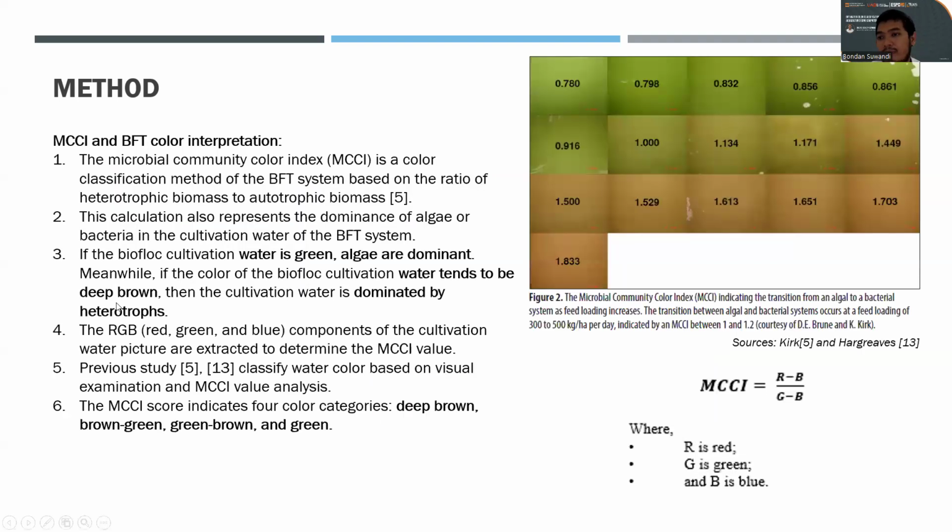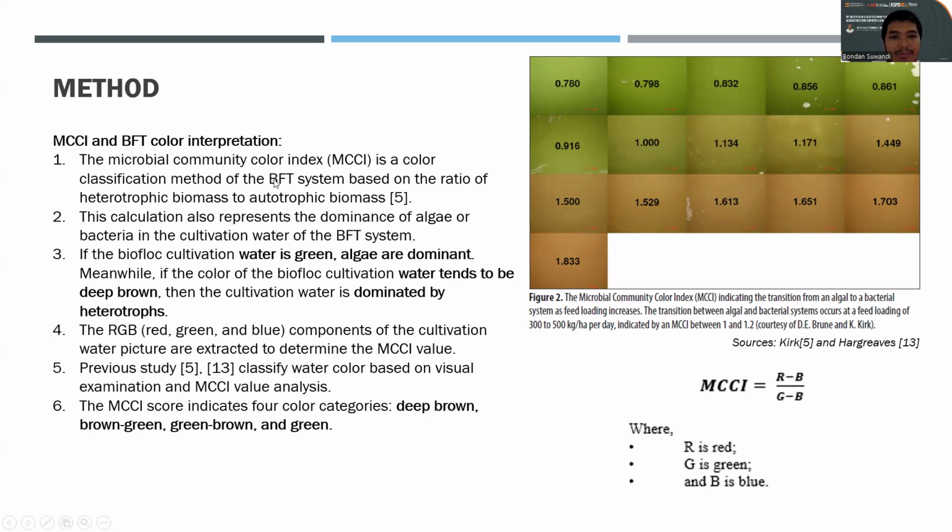Before I go forward, I have to explain what MCCI is and how we interpret the BFT color. MCCI, or the microbial community color index, is a color classification method of the BFT system developed by Kirk.